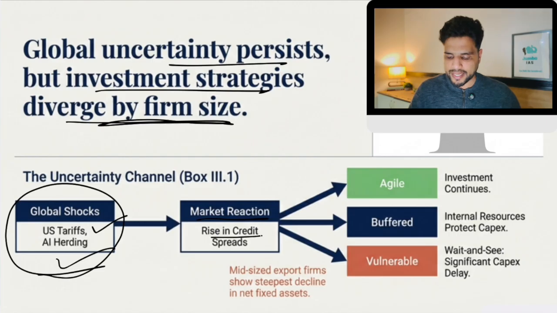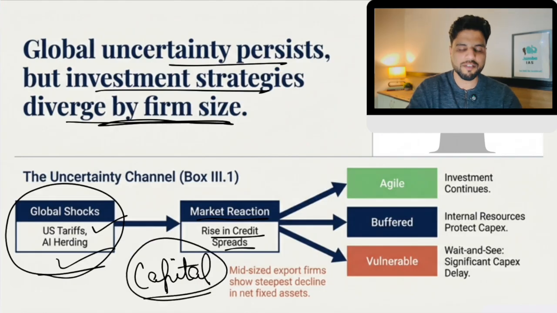Market reaction: rise in credit spreads. What are credit spreads? Basically interest rates. Interest rates have risen. Because of rising interest rates, the cost of capital has increased globally. Means loans are becoming expensive, credit is becoming expensive. Now, because credit is becoming expensive, money is a little dry.